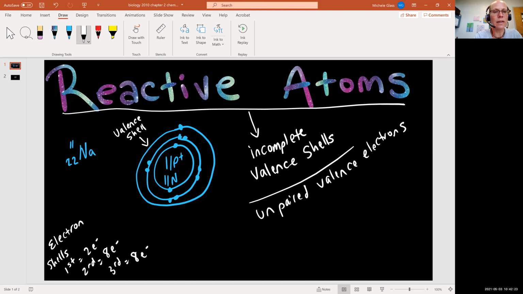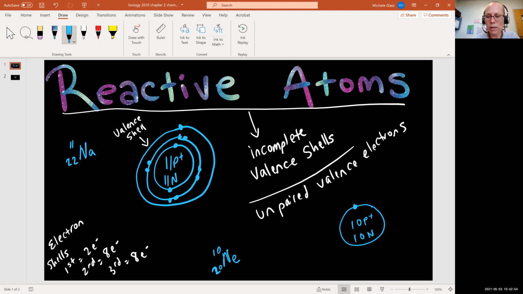If we drew instead neon, so neon should have atomic number of 10. I'm doing this one from memory. And that would give it atomic mass of 20. This is true. Then we're going to put our 10 protons in the nucleus, our 10 neutrons in the nucleus, and we're going to draw our 10 electrons in the electron shell.